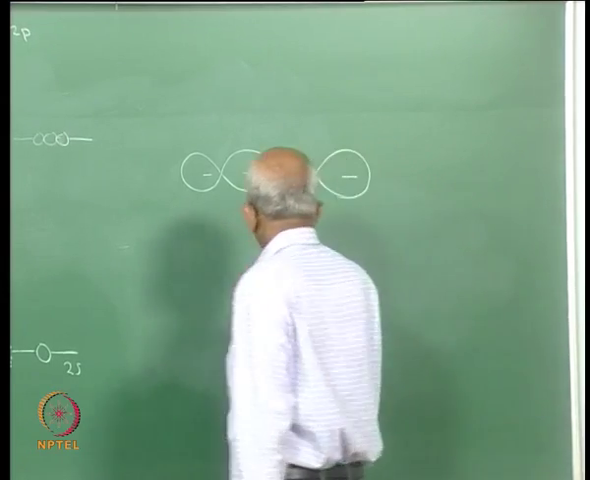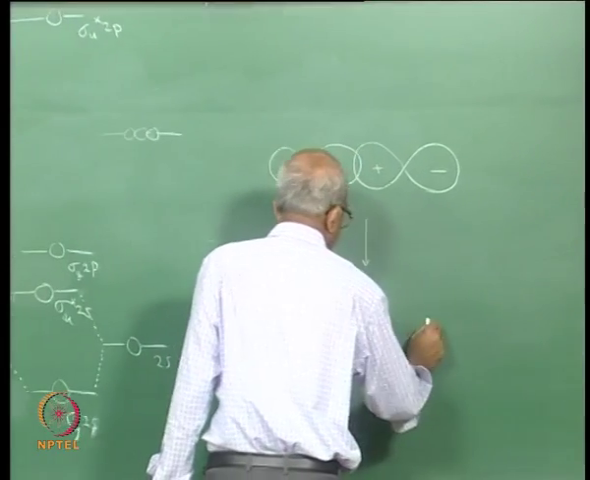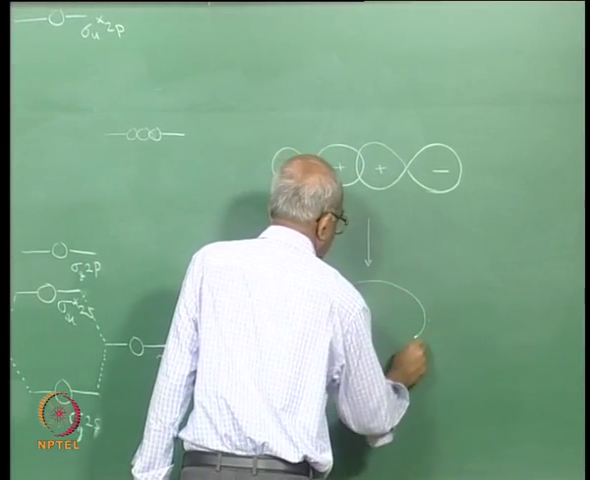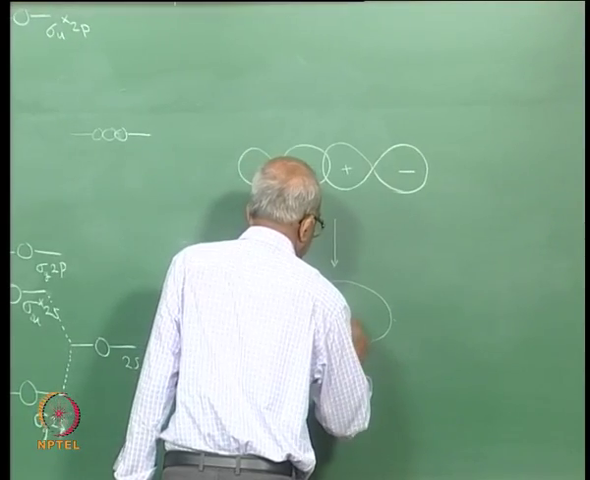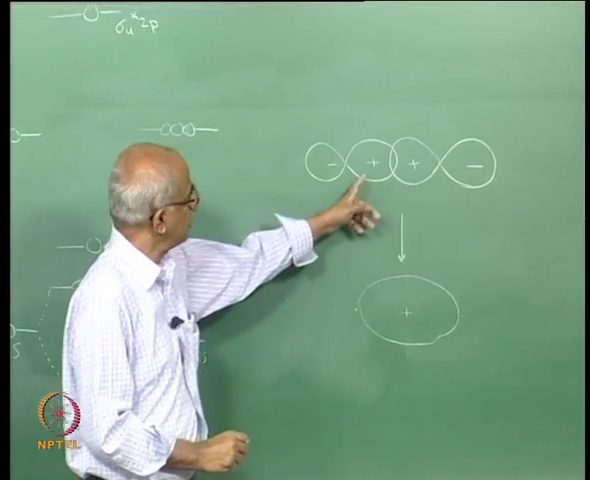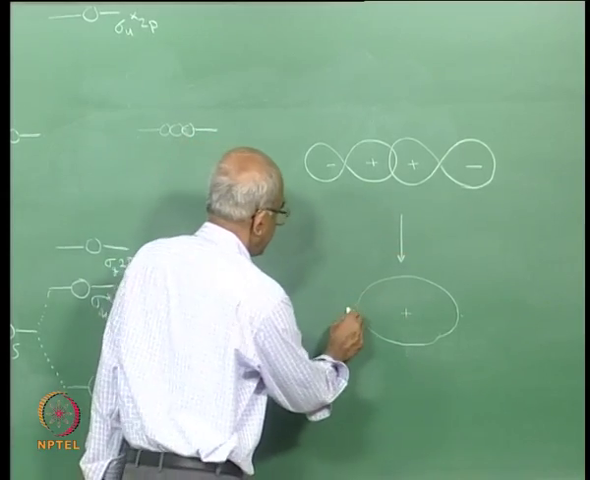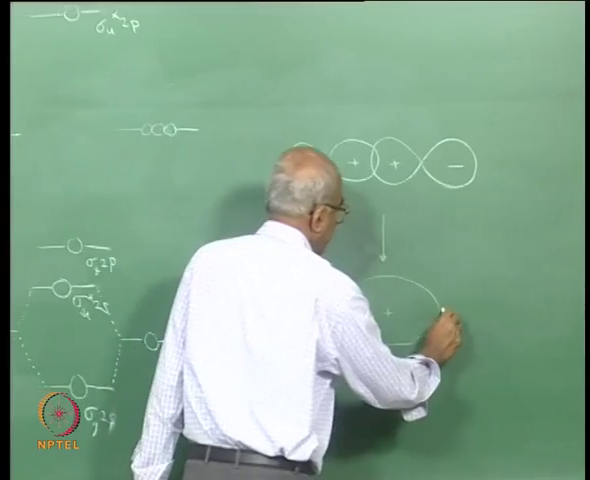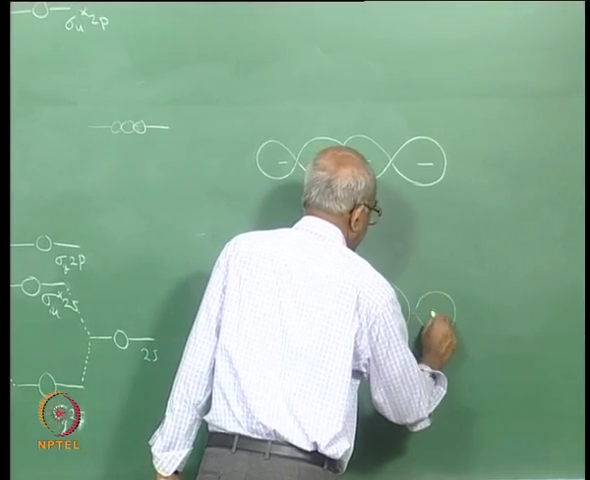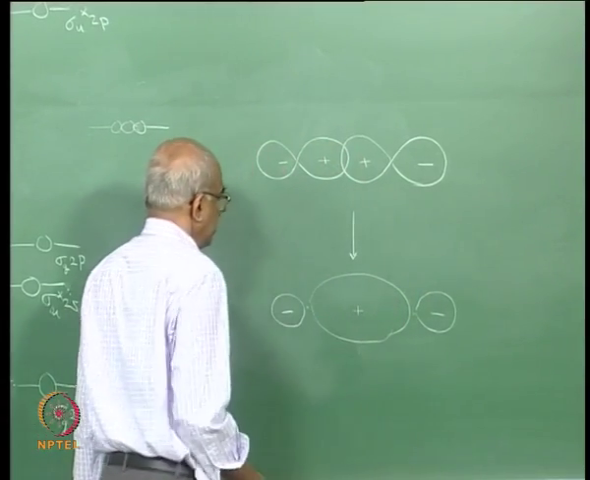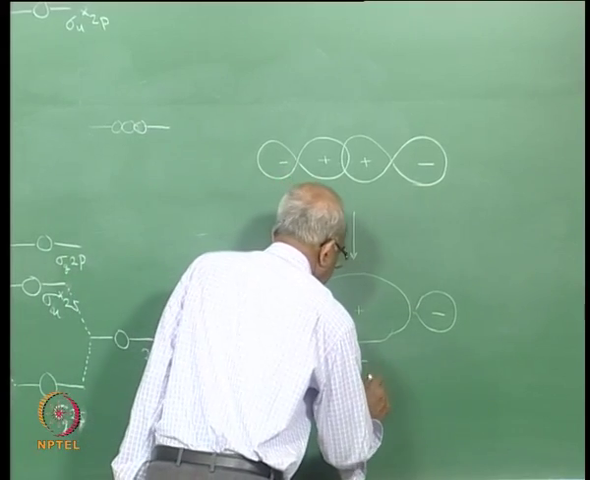So, if you added the two up, what is going to happen? You will have a positive lobe situated right in the middle, because you see this plus and plus that plus, they will add up, and I will get this, and you will have a negative lobe on this side as well as a negative lobe on the other side. So, this is actually sigma g 2p.